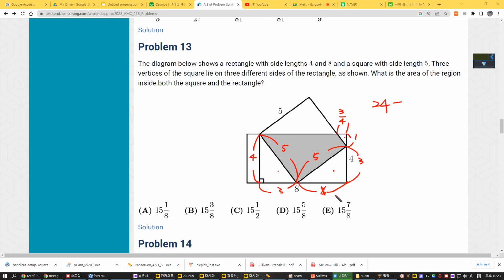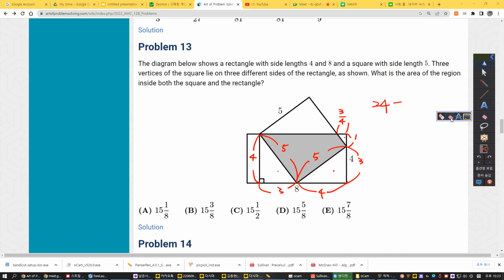No, sorry, this is 4. Yeah, this is 4. Something like this. Yeah, can you find the answer from the choices? D. Yeah, D.